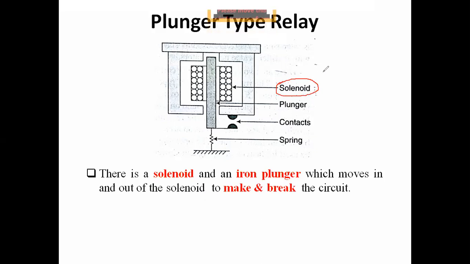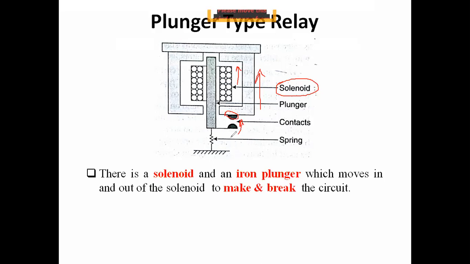But when a high amount of fault current passes through this coil, a high magnetizing force is created and it will pull this plunger in the upward direction. And here are the contacts. This is the fixed contact, and the second one is the moving contact. So the moving contact will move upward and touch the fixed contact, and the relay will operate.